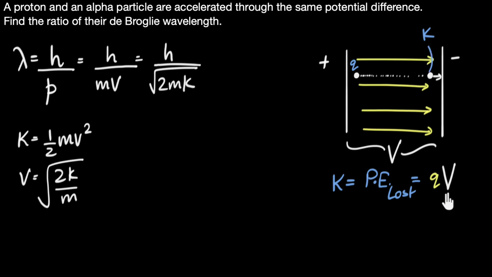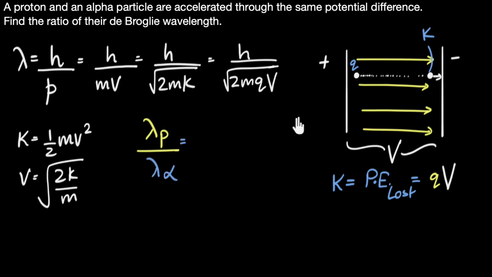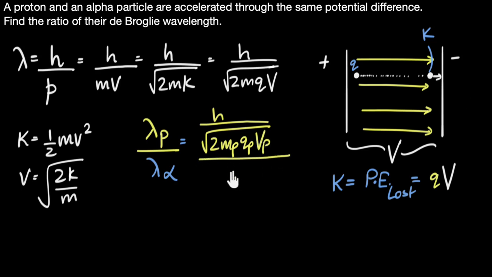And now for kinetic energy, I will substitute qV. So this time I'll get h divided by the square root of 2mqV. And now I can do the same thing as before. I can divide the two wavelengths. Wavelength of the proton divided by wavelength of the alpha particle should equal h divided by the square root of 2 times mass of the proton, charge of the proton, and the potential difference through which the proton was accelerated, divided by h divided by the square root of 2 times mass of the alpha particle, charge of the alpha particle, and the potential difference through which the alpha particle was accelerated.